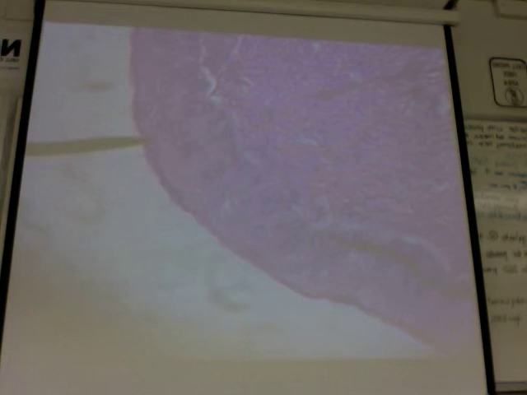So again, you need this epithelium where you're going to have something that expands, which is what happens when the bladder fills with urine. So that is the male reproductive system and the urinary system.